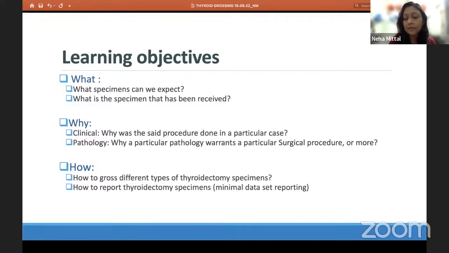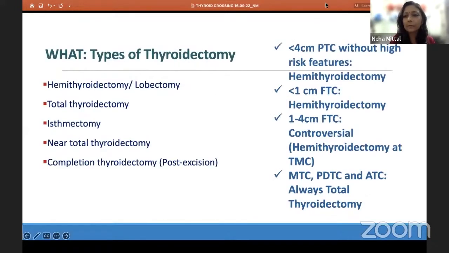Then how to gross different types of thyroidectomy specimens that come to our table, and then how to report them, which is the minimal data set reporting. And this schema will stay the same for parathyroid lesions as well. So starting with the types of thyroidectomy that we receive: it is hemithyroidectomy or lobectomy, total thyroidectomy, isthmectomy, near total thyroidectomy and completion thyroidectomy.